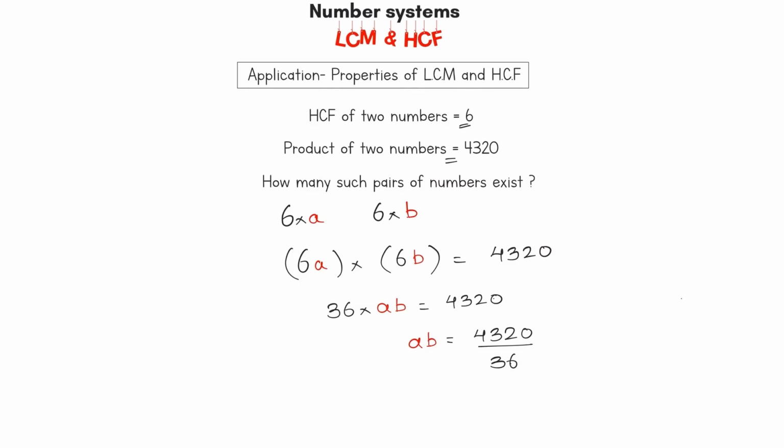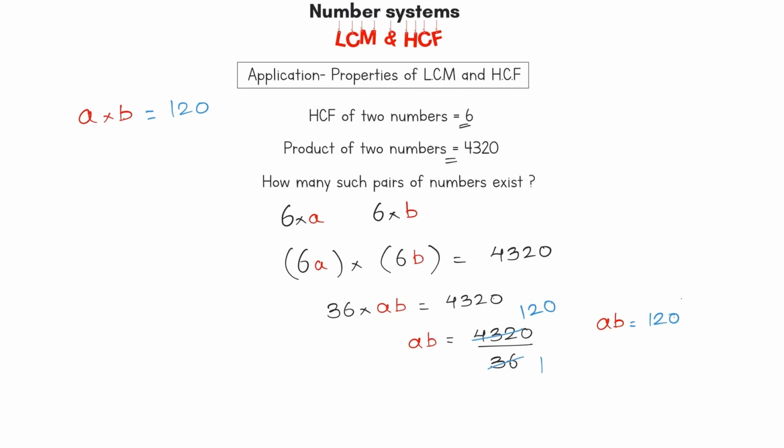Okay, let's just cut this to get the answer. 36 ones are 36, 36 twos are 72, 120. So I get my AB equals 120. Now what is the meaning of this? The product of A into B is equal to 120. That's what I know from this.